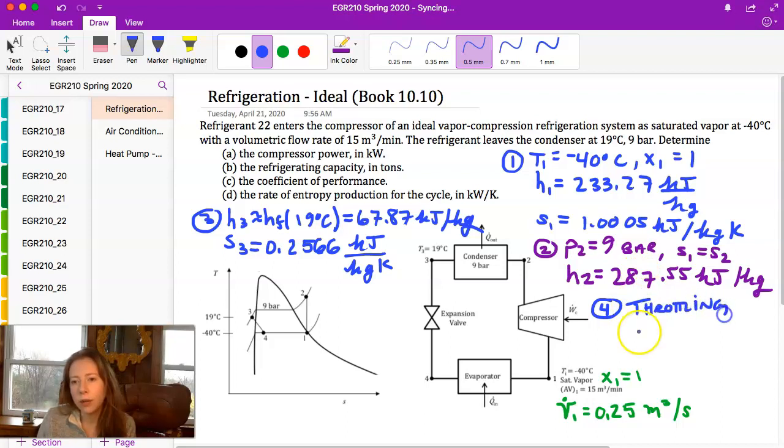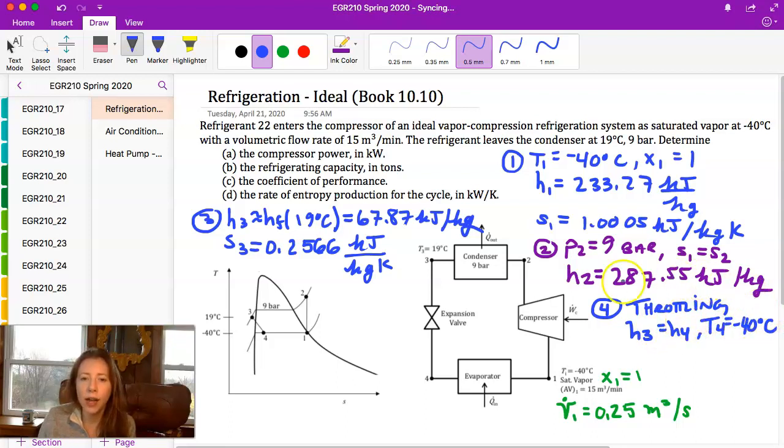And with a throttling process, H3 is equal to H4. So the key with a throttling process is that you have no change in enthalpy over the process. So enthalpy, not entropy. So delta H is 0. And so we can go into the tables, and we know that T4 is minus 40 degrees C.